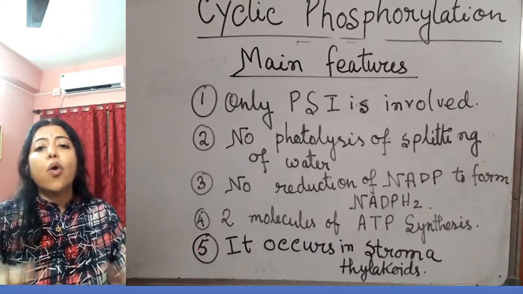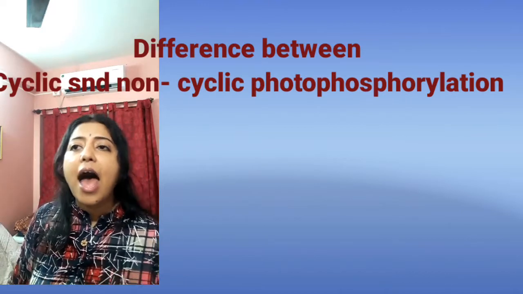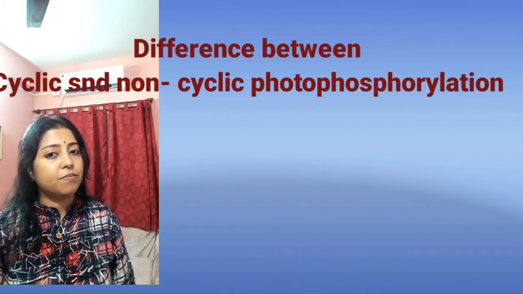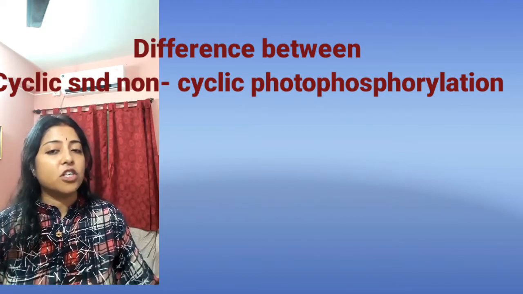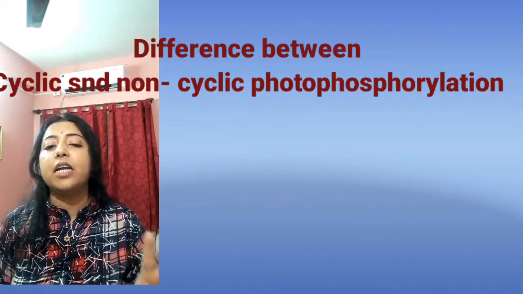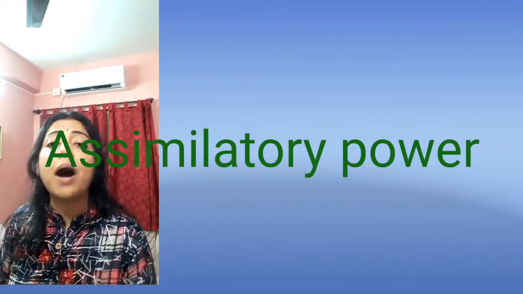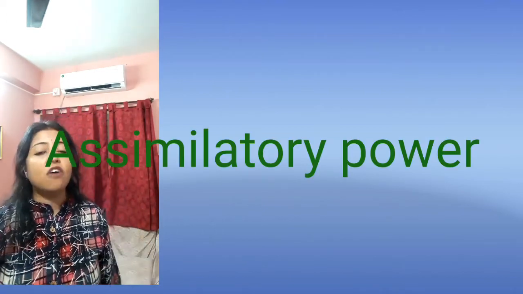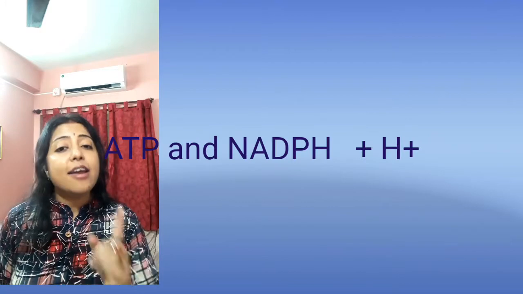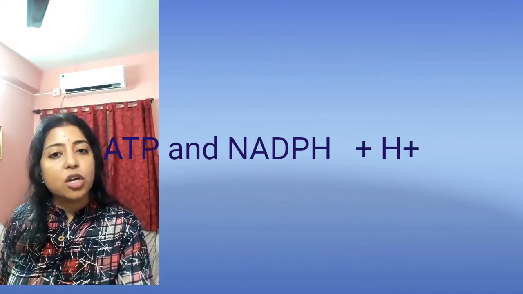Now I am discussing the difference between cyclic and non-cyclic photophosphorylation. In case of cyclic photophosphorylation, only 2 moles of ATP will be produced, and this ATP will be required for the Calvin cycle as assimilatory power. But in case of non-cyclic photophosphorylation, ATP will be produced, and not only that, NADPH2 will be produced by the oxidation reduction reaction, and one enzyme also will be involved, I told you that, NADP reductase.